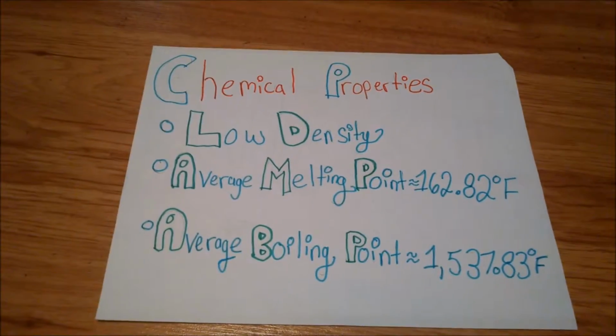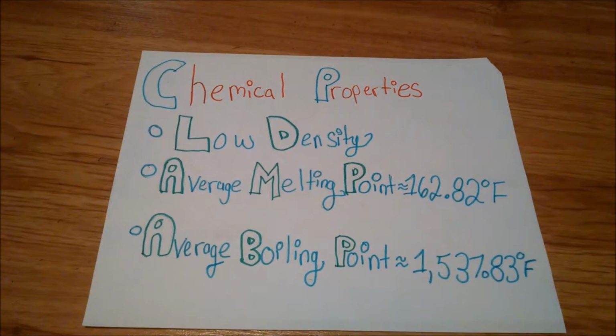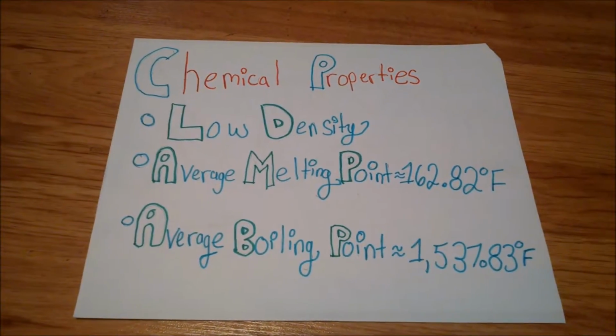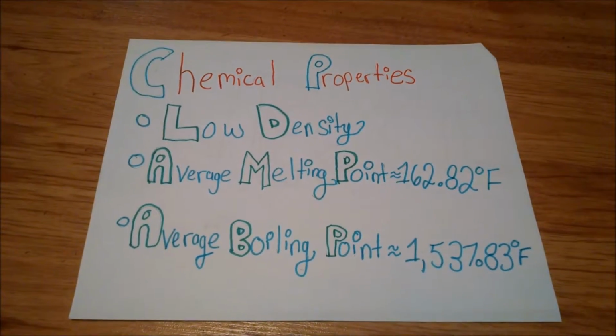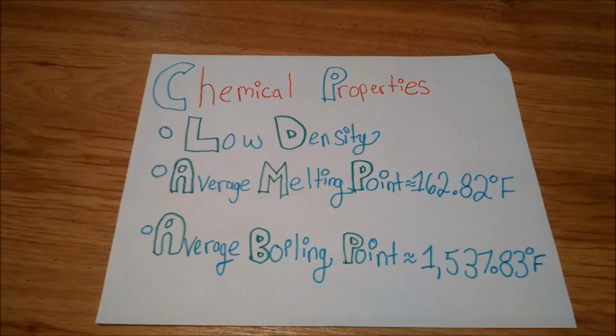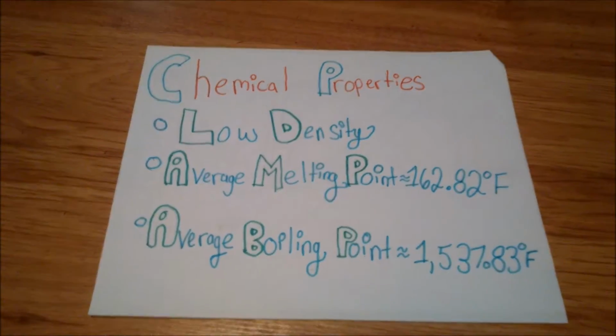The chemical properties. It is low density, the average melting point is about 162.82 degrees Fahrenheit, and the average boiling point is about 1,537 degrees Fahrenheit.